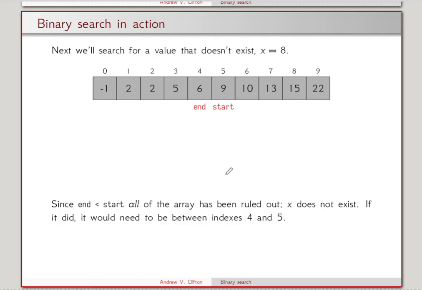But notice that if an 8 was going to be here, it would be between indexes 4 and 5. So even in the does not exist case, the end and start indexes give me some useful information. They tell me, if you want to insert an 8, insert it before 5, in between 4 and 5. So it's still giving me useful information in that case.